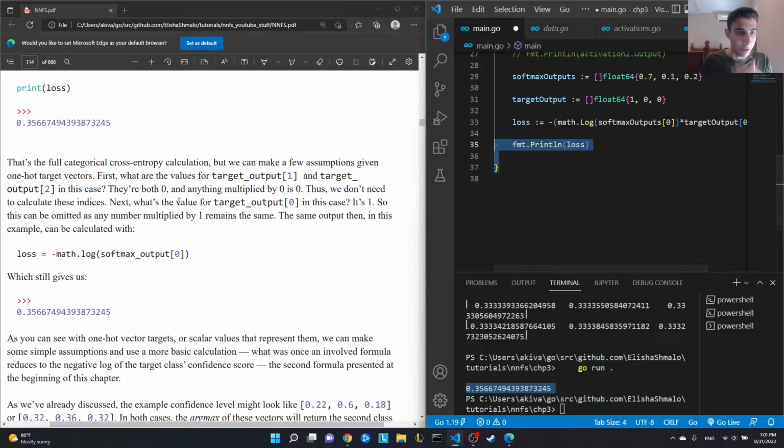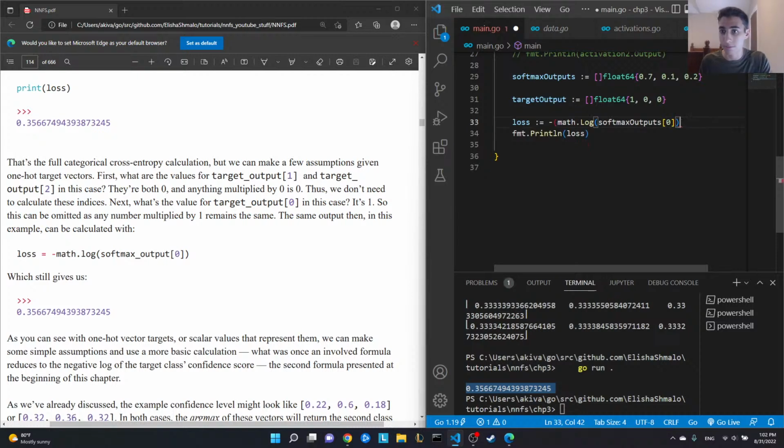Okay. Next, what is the value for target output index 0? It's 1. So this can be omitted, as any number multiplied by 1 remains the same. So very good. The same output in this example can be calculated with loss equals the negative math.log of softmax output index 0. So let's get rid of this, and you're going to see something very interesting.